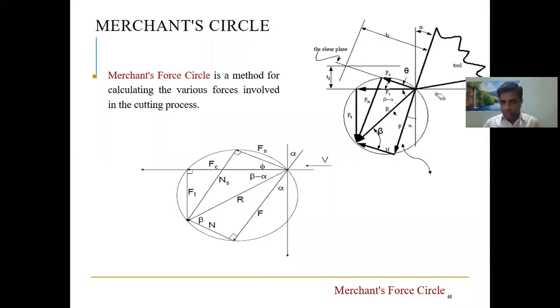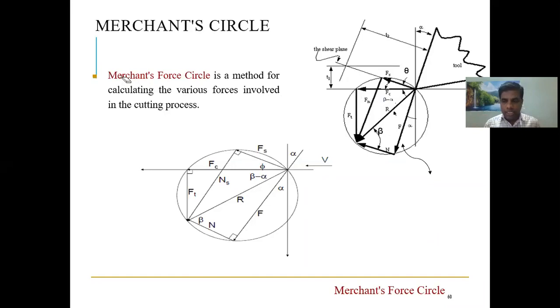In this diagram, at the center of the resultant, if you draw a circle, this circle passes through all these important points. This circle is called the Merchant circle, or Merchant force circle.